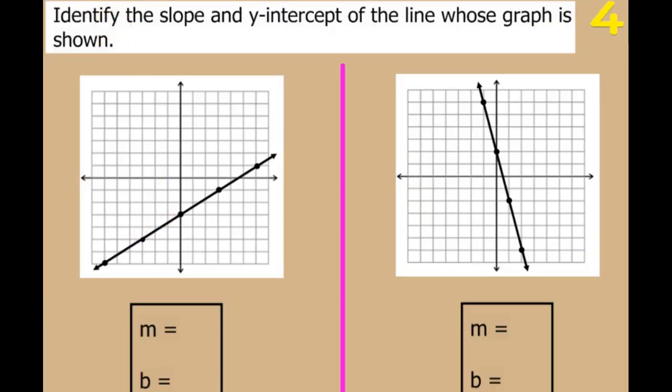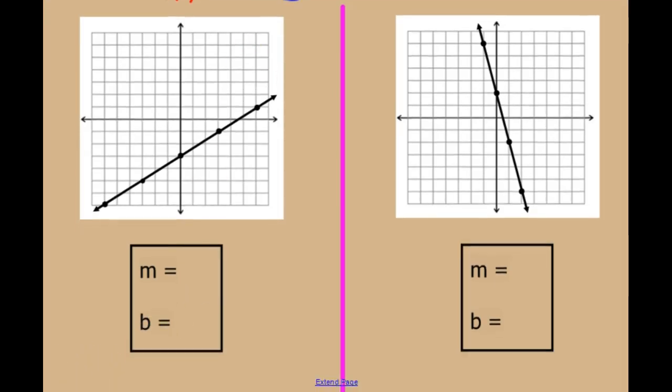Our last two problems we don't have to graph. They already graphed it for us. They want us to identify our slope, which is the letter M, and then our y-intercept, which is the letter B, of the graph that's shown. I would suggest starting with B. Where does your graph begin? And then, how do you move?